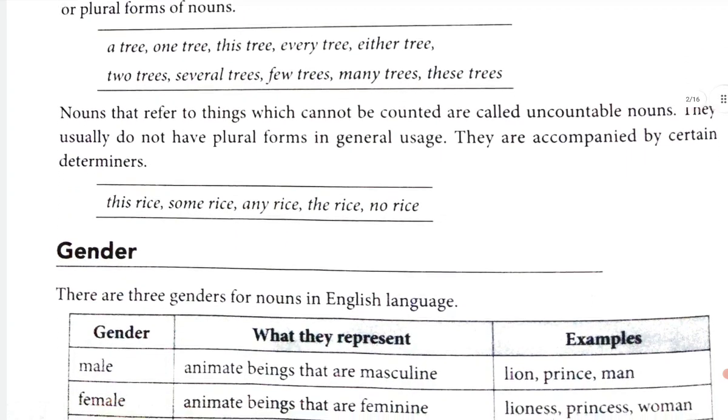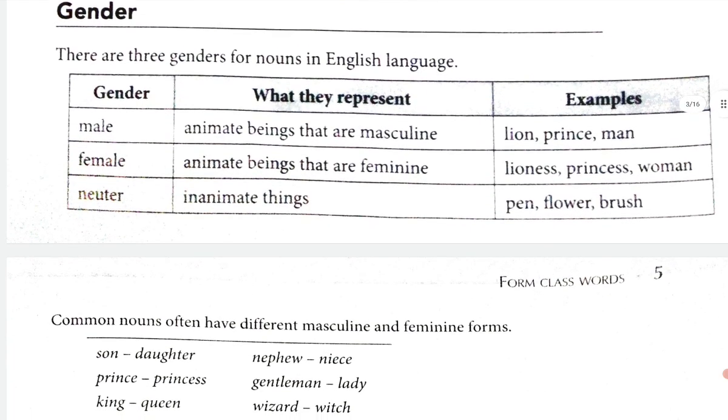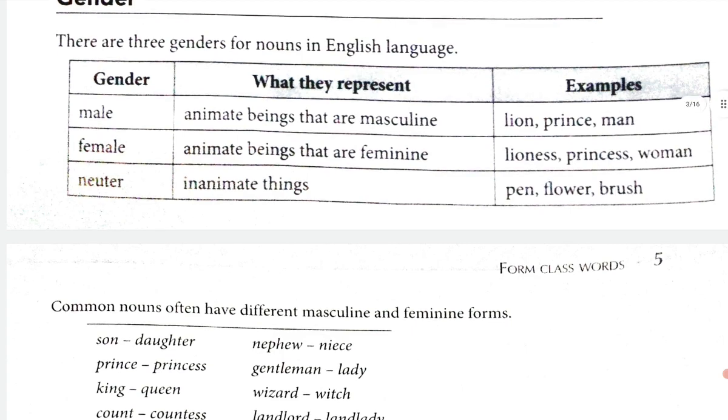Okay. Now, coming to the gender form. Of course, you know that there are three genders for nouns in the English language: masculine, feminine, and neuter. Neuter gender represents inanimate things like pen, flower, brush, etc. Masculine, of course, you know, lion, prince, man. Feminine, lioness, princess, woman. Then inanimate things like pen, flower, brush, anything like that.